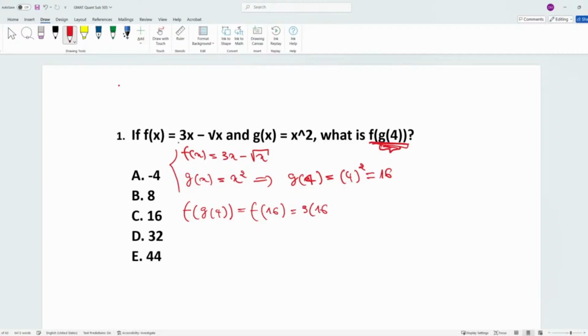3 times 16, because this is f of x, okay, minus square root of 16. This here, 3 times 16 is equal to 48, minus square root of 16 is 4. Then we have 44 here. So clearly our answer is answer E.